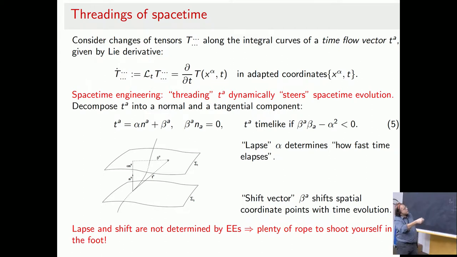And these two free functions, alpha and beta, we usually call the lapse and shift. So the lapse alpha says how fast time elapses, and the shift vector beta tells how you shift things around spatially, so how you reparameterize in space. And these four degrees of freedom are not determined by the Einstein equations. You have to choose them, which means it's very easy to choose them in a very unfortunate way.